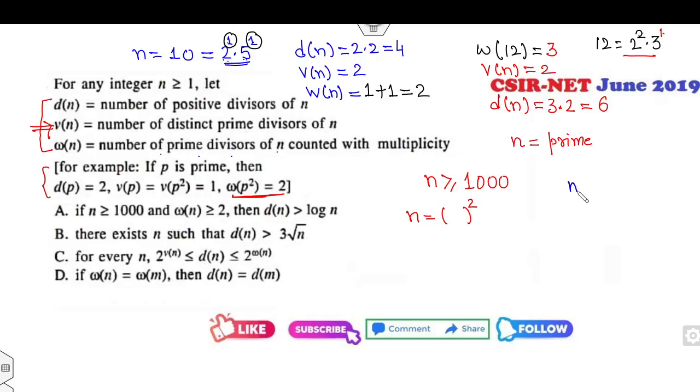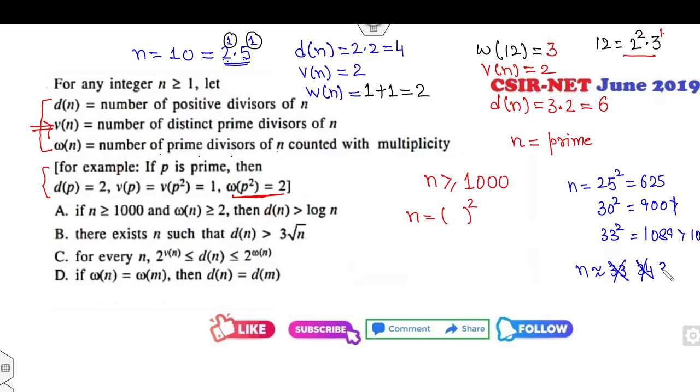So clearly, first of all, if I choose 25, then the square is 625, which is not greater than 1000. If I choose 30, 30 square is 900, not greater than this. 33 square, what is the 33 square? 33 square is 1089. That is greater than 1000. That means n should be near 33. But 33 is not a prime number. Then look at 34. 34 is not a prime number. 35 is not a prime number. 36 is not a prime number. 37 is a prime number. So I can choose n as 37.